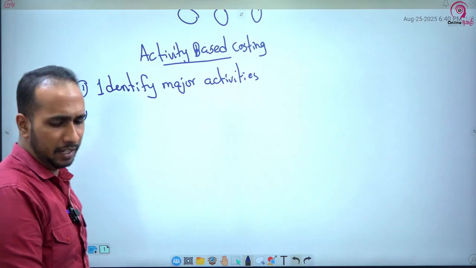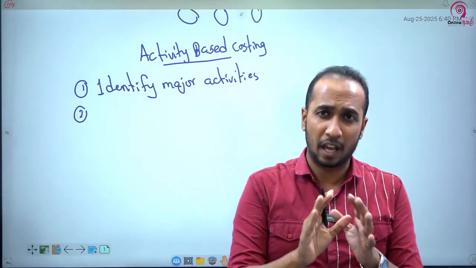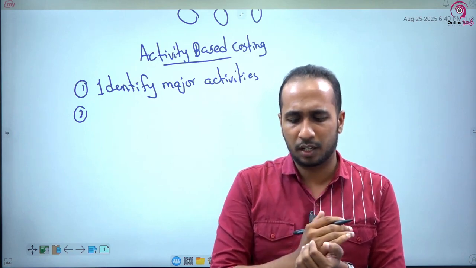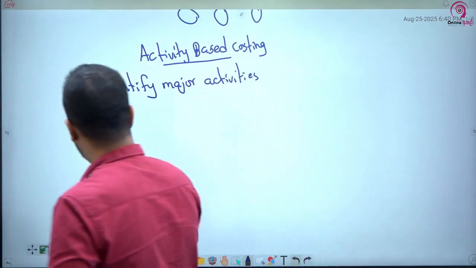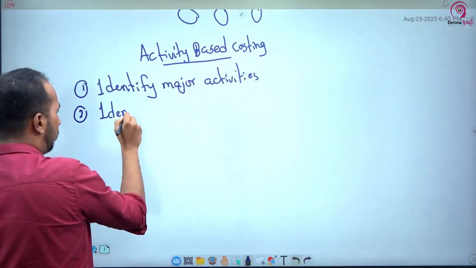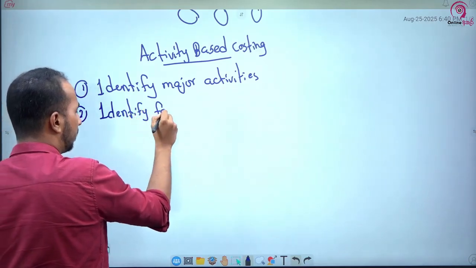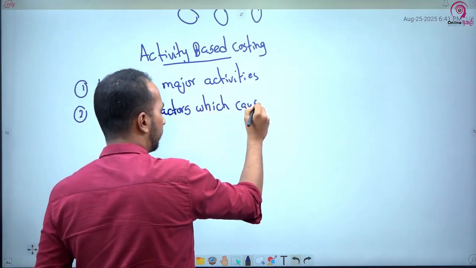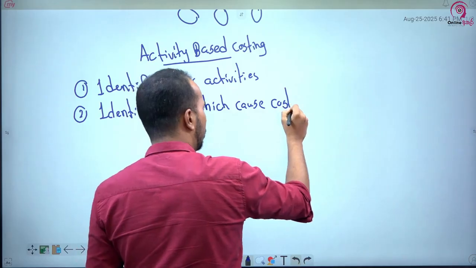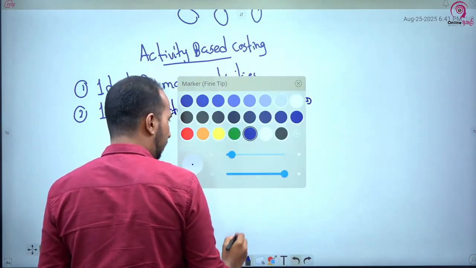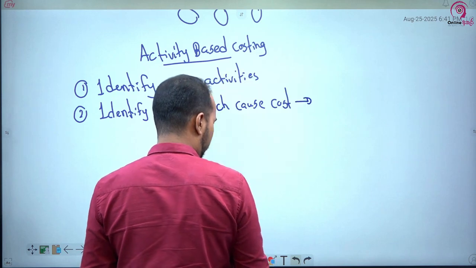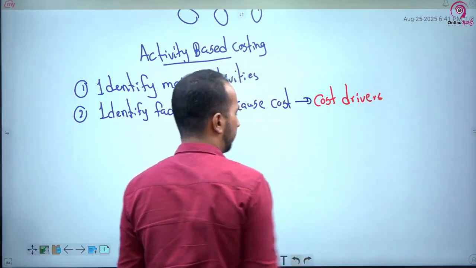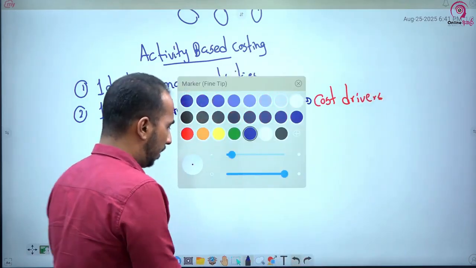The second step is, we have to identify the factors which cause the cost of those activities. I will explain those things, don't worry. We call these factors cost drivers.